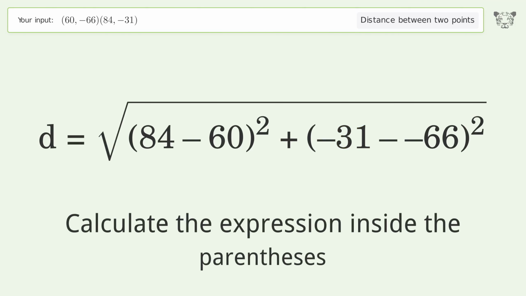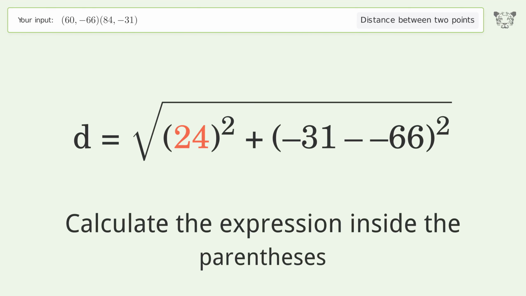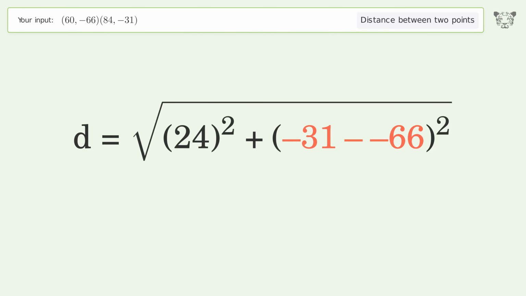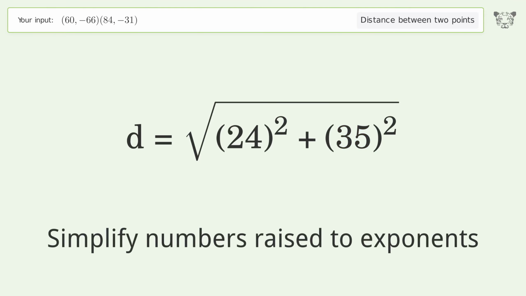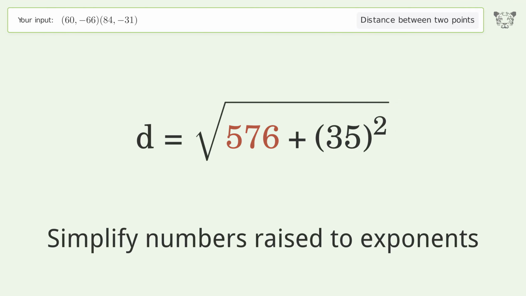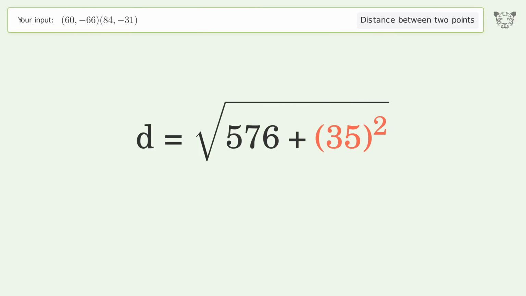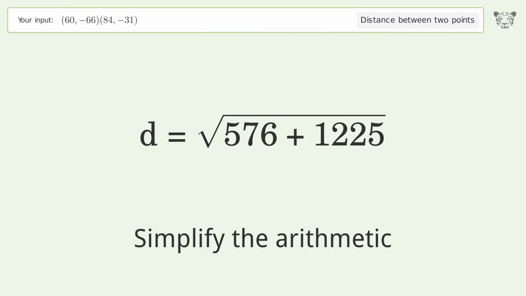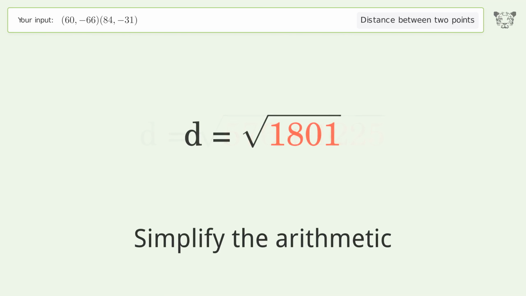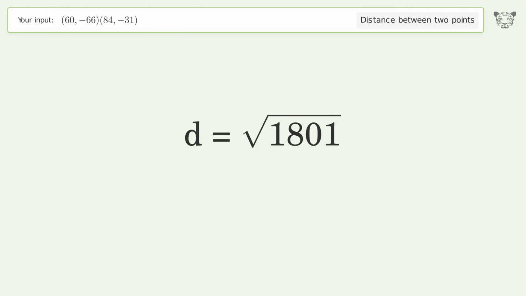Calculate the expression inside the parentheses. Simplify numbers raised to exponents. Simplify the arithmetic. And so the distance between the 2 points is the square root of 1801, or 42.438.